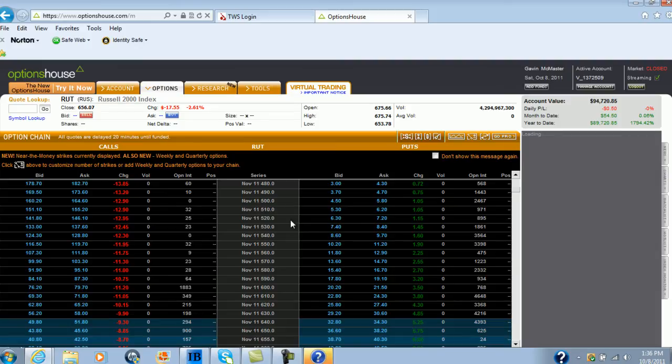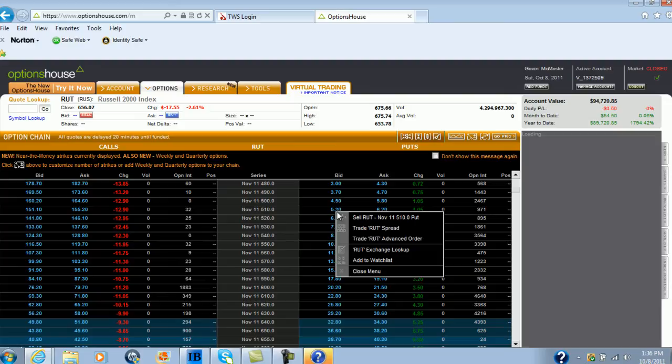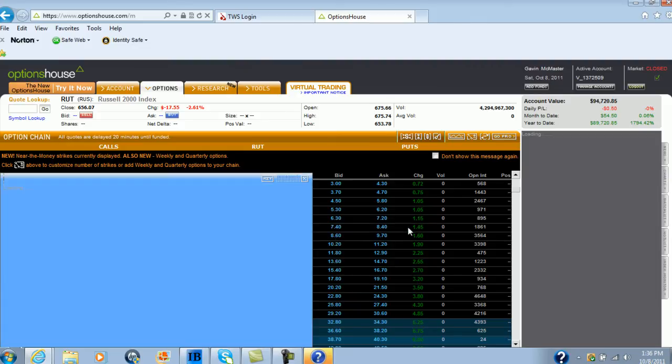Now let's assume we wanted to put on a bull put spread. We thought the markets were going to either stay flat or rise, so it's a slightly bullish strategy, and we wanted to use the 510, 520 November strikes. What you can do is just click on either the bid or the ask price on either of the options, and that will bring up this window here, and from here you can choose trade RUT spread.